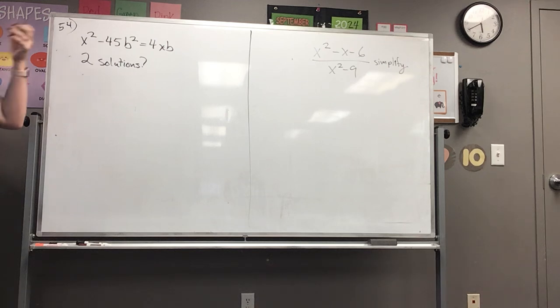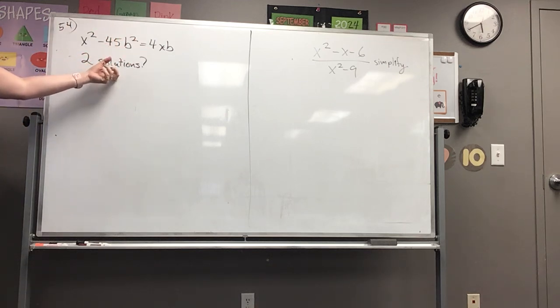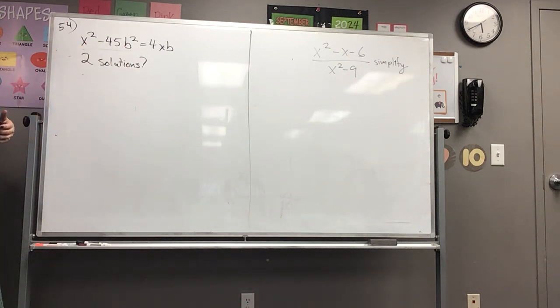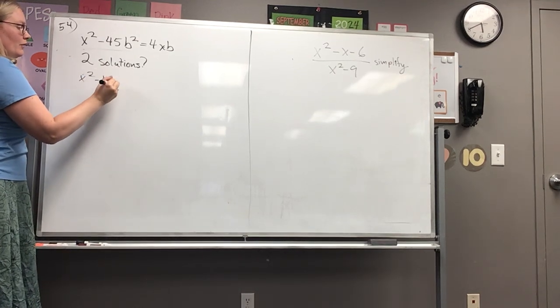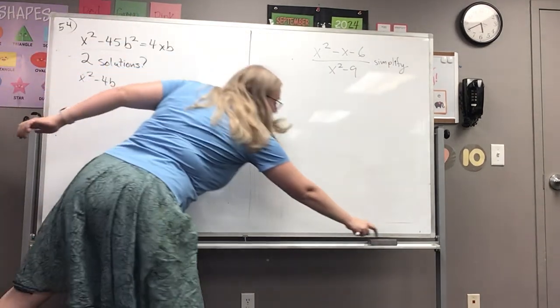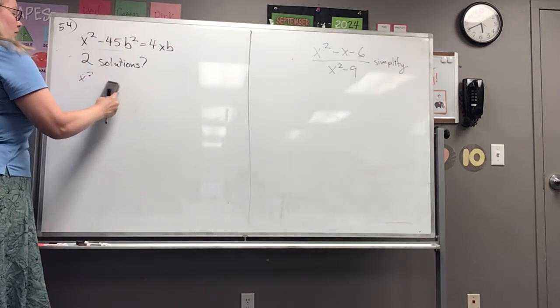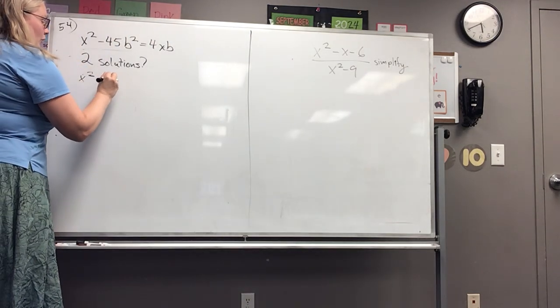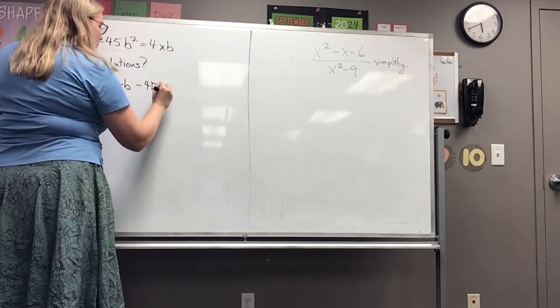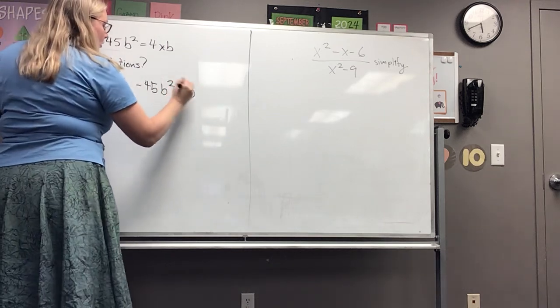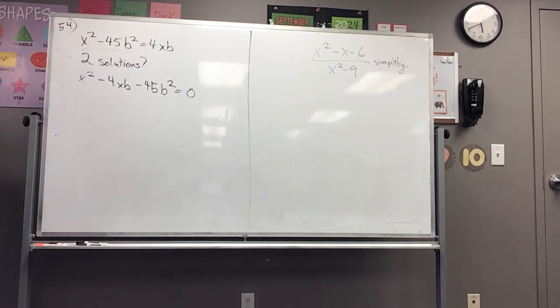So, first and foremost, remember that if you're solving anything, you want it equal to 0. So don't start trying to figure out what can I do with this until you've moved this part over and you get that equal to 0. So we have x squared minus 4xb minus 45b squared equals 0. So what's the general structure of solving this? What do we need to do?